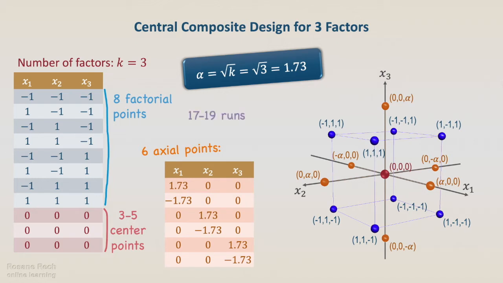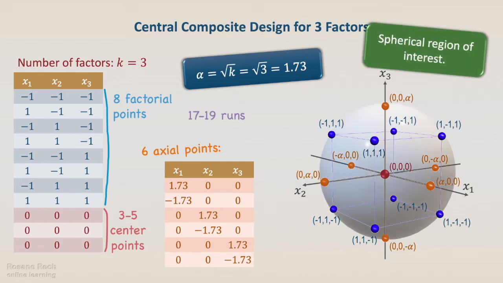We are going to use alpha equal to the square root of k. In this case, k is equal to 3, and the square root of 3 is 1.73. All experimental points except the central points are equally distant from the center on the surface of a sphere with radius square root of 3.